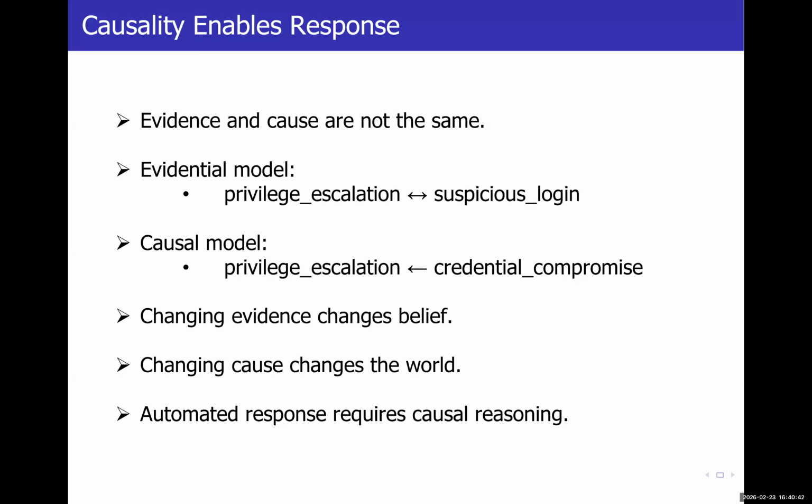Evidence and cause are not the same. An evidential model may show that two events are correlated, but a causal model explains what would happen if we intervene. In cybersecurity, automated response requires causal reasoning. If we disable credentials, isolate a host, or revoke privileges, we are changing the system. To do that safely, we must understand cause and effect relationships, not just correlations.